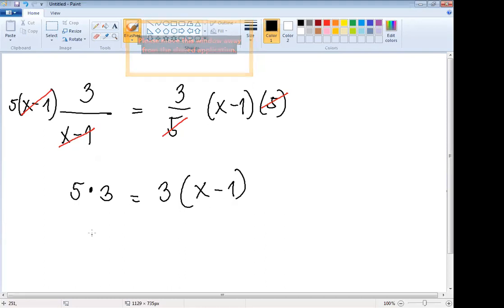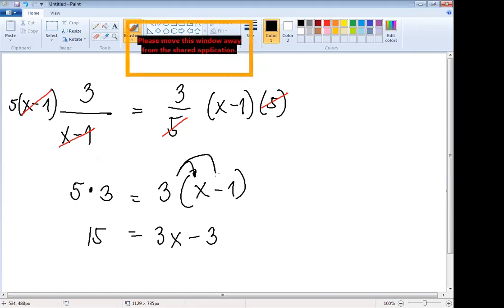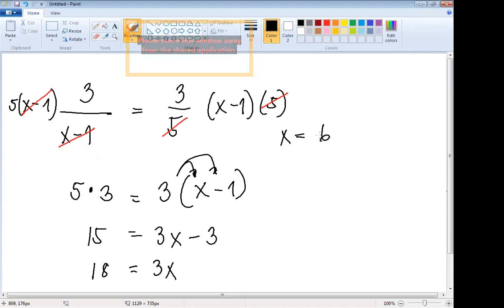Got it? So therefore, final answer now, 15 equals 3x minus 3. So you do the distributive property of multiplication, and then after that, move the negative to this side, so it becomes 3 plus 15. So we have 18 equals 3x.